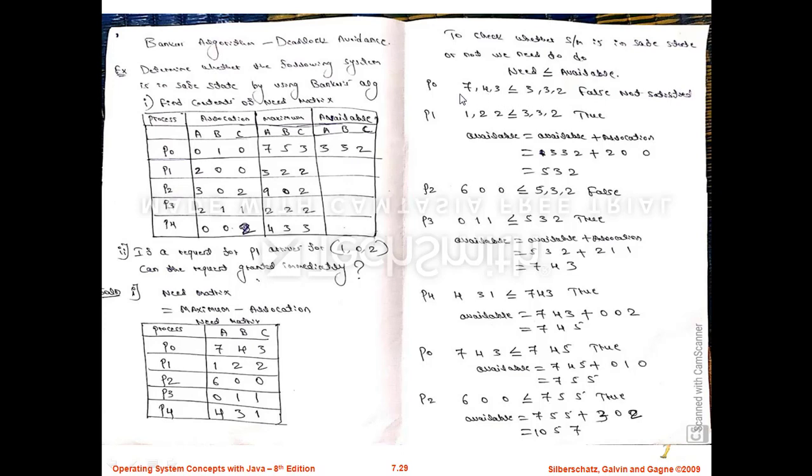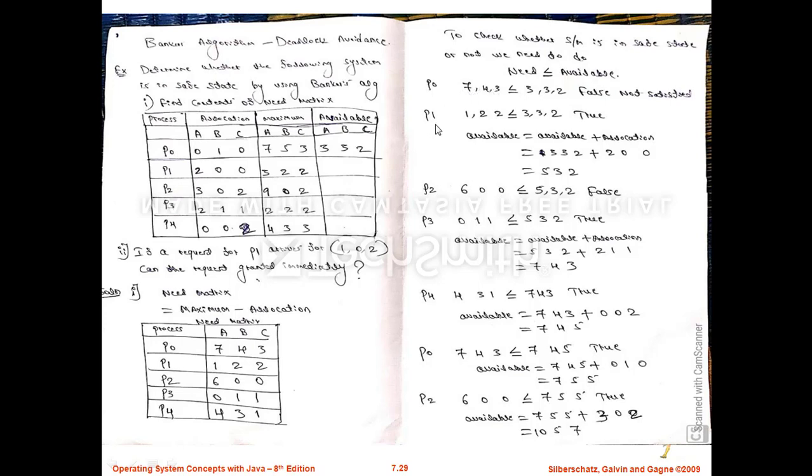Whether it is true: 7 is greater than 3, then in the first instance itself it is failing. Then 4 is greater than 3 and 3 is greater than 2. So all types of resources are false, not satisfied. So P0 we cannot execute in the beginning, because the available resources are only this many, but P0 needs this many to complete. So that many resources we don't have. So as of now, P0 will go to the waiting state.